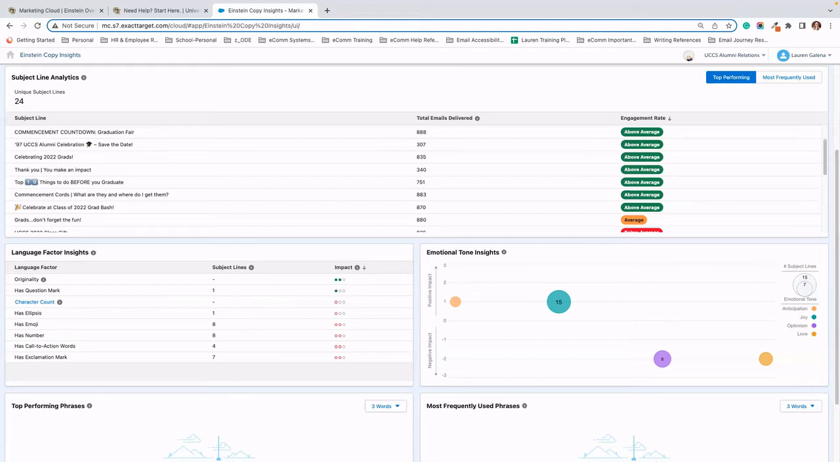I would say yes for the business unit. Again, if we're looking at the UCCS alumni relations business unit, it might say emojis have a negative impact. And then if we look at a different business unit, it might be a positive impact. So take in the context of what you're looking at, and it could change over time. Emojis might have a negative impact now, and 6 months from now, a positive impact.